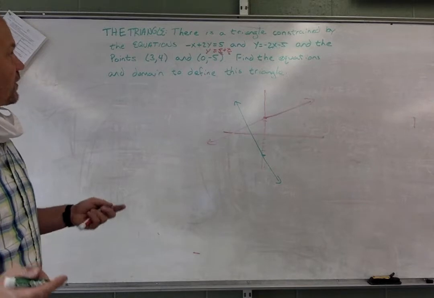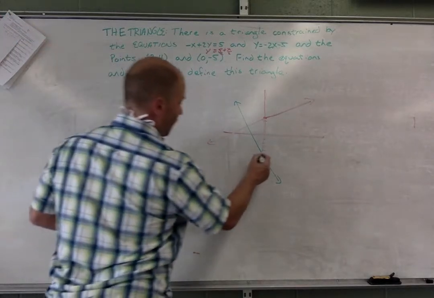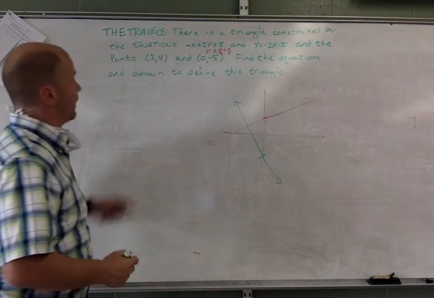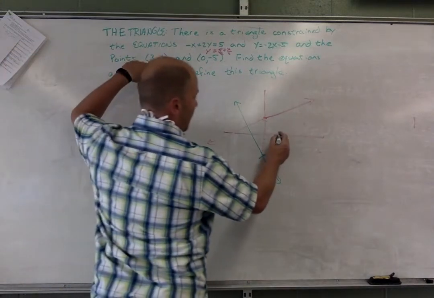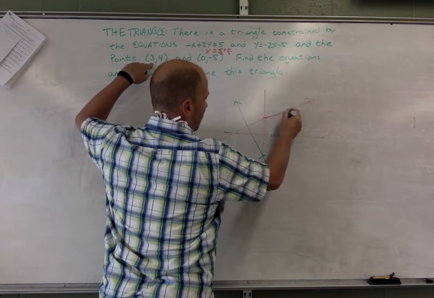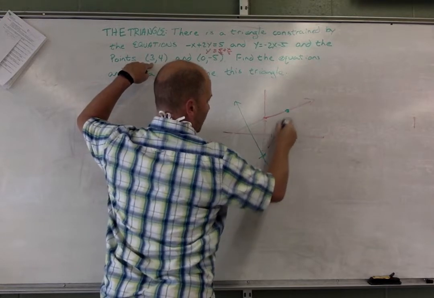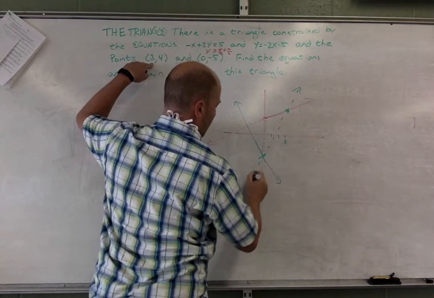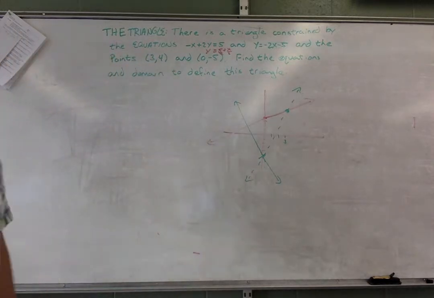And then the points (3, 4) and (0, negative 5). Well, (0, negative 5) is right here, so that's definitely on the line. And (3, 4), I'm going to make a guess: 1, 2, 3 is probably right up here. So I've got this other line, but I don't have the equation for it.